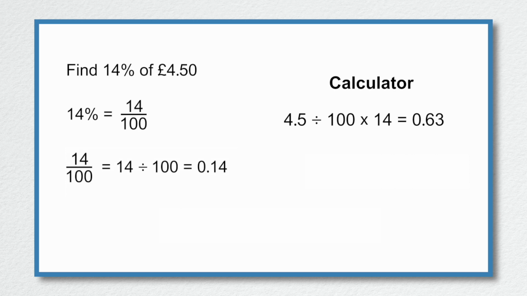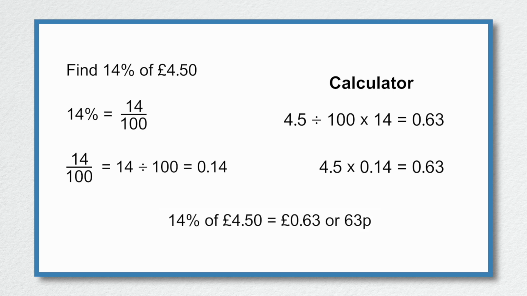Alternatively, we can think of 14% as 0.14, because 14 divided by 100 is 0.14. We could type into our calculator 4.5 multiplied by 0.14 is equal to 0.63. It's as simple as that. So 14% of £4.50 is 0.63 pounds, or 63 pence. Let's do one more problem.